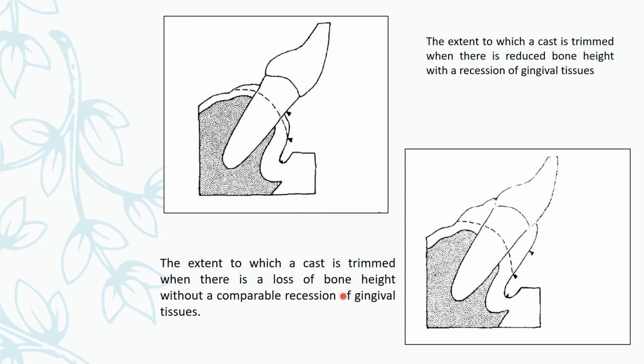Again, the extent to which the cast is trimmed when there is a loss of bone height without recession. So there might not be recession here. You can see that the gums are not recessed down here. Only the bone is recessed down. That means there should be a pocket depth. So it's just giving you a guide as to where you need to trim the teeth in the cast or make it edentulous.